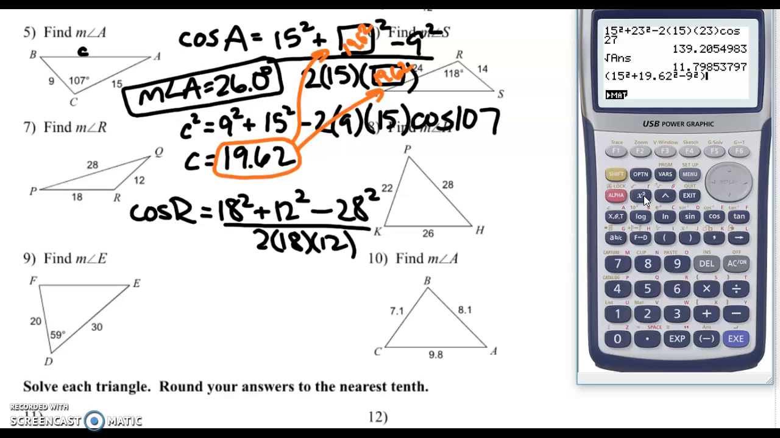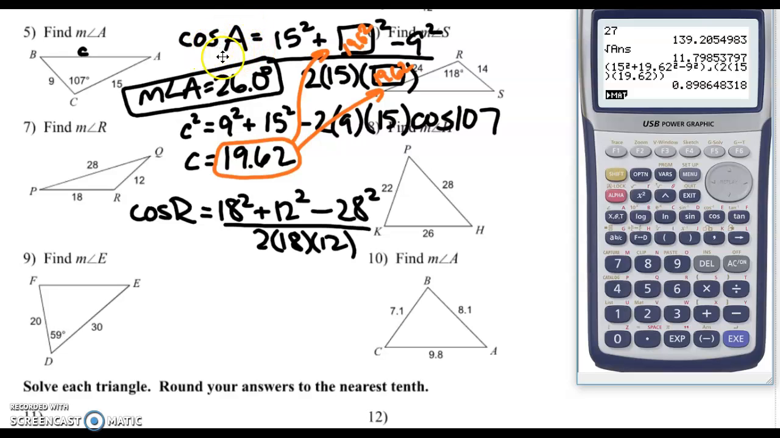Otherwise, it should look exactly the same. And then do your fraction, and then your denominator, 2 times 15 times 19.62. And then enter parentheses. Okay, in this case, when you're solving for an angle measurement, you should get something very small in your calculator, and that's, again, because you didn't get your answer directly, what they're looking for directly.